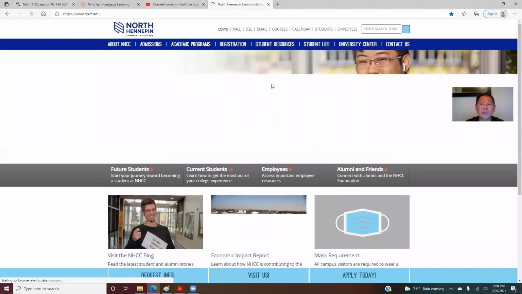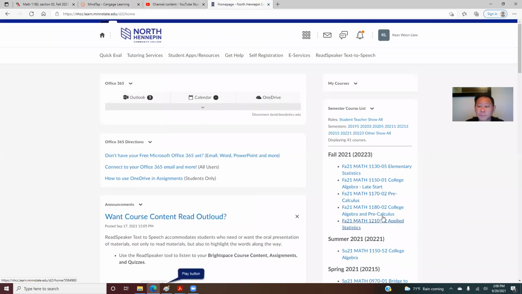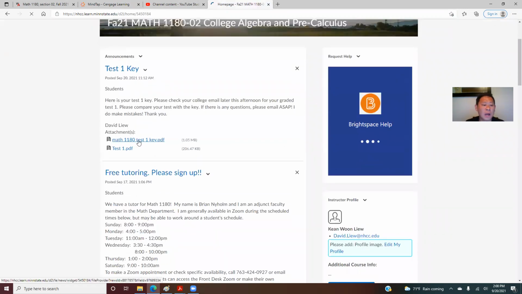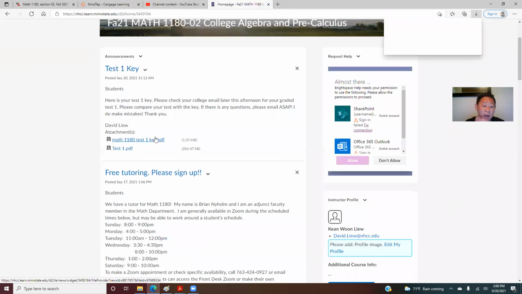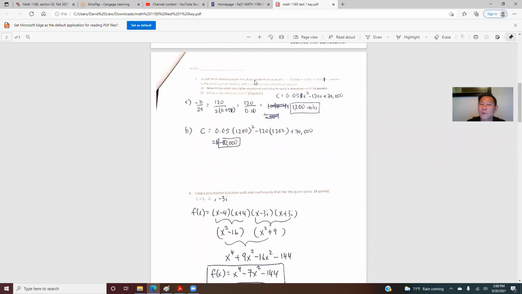So if you go to the D2L website, the key is posted there, together with your grades. If you click on the key, it will download for you. The only difference about the key is that it's hard to read some of the questions because my printer ink is running low.